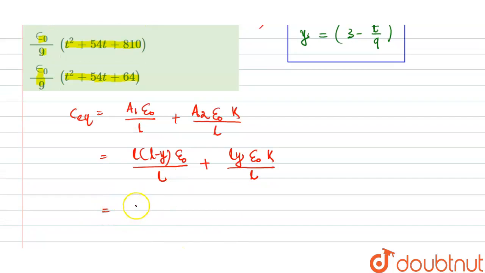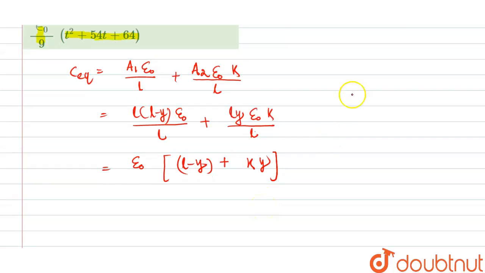Now we are taking common all these things, that is epsilon by L into what you have. L can be cancelled out, so we can omit this L, only epsilon is left. So this is (L minus y) plus k into y, okay, this is the expression, and we have that y equals (3 minus t by 9) square, right?